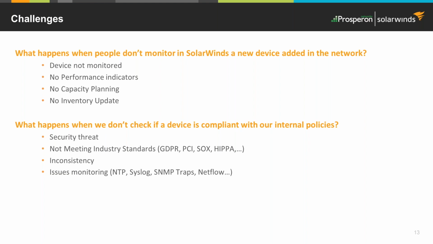Other issues are inconsistency. For example, we have some devices pointing to a specific syslog server, some other devices that are pointing to another syslog server. We have inconsistency, or NTP server, traps, NetFlow, lots of different issues. So these are pretty much the issues that we have, or the challenges that we have nowadays in our network.